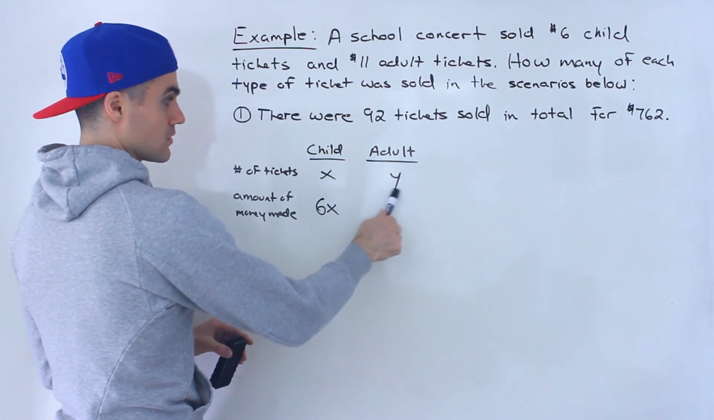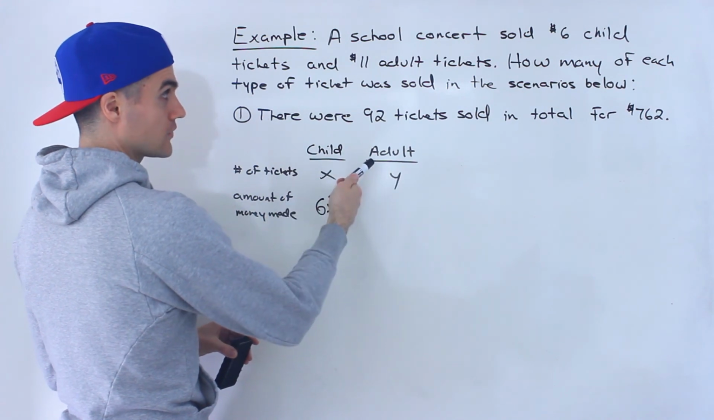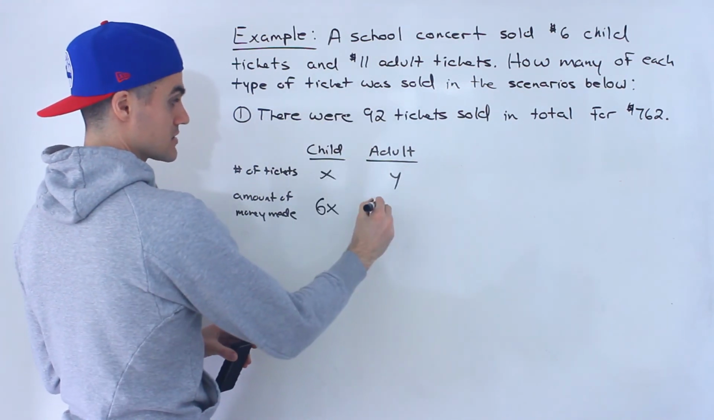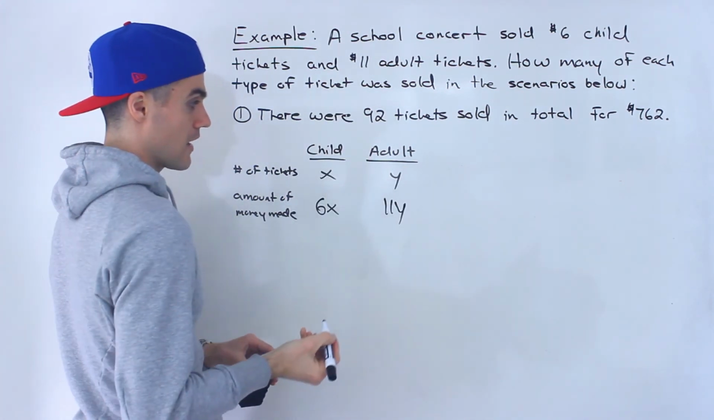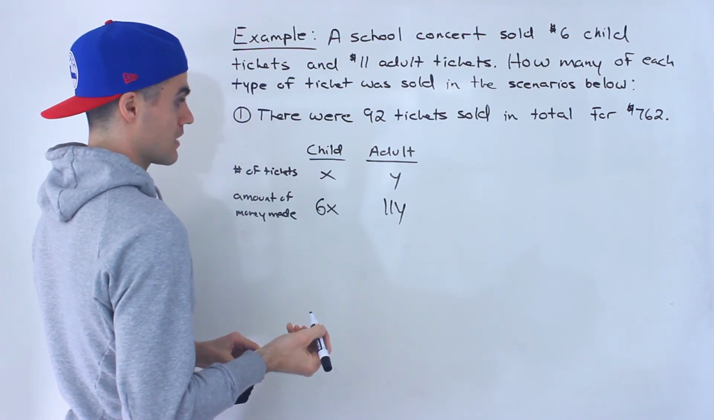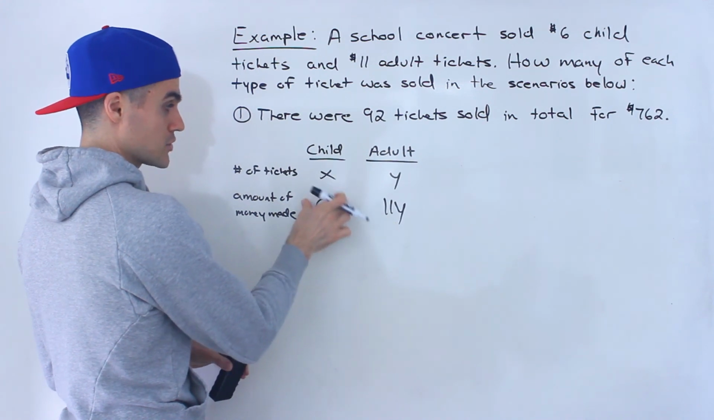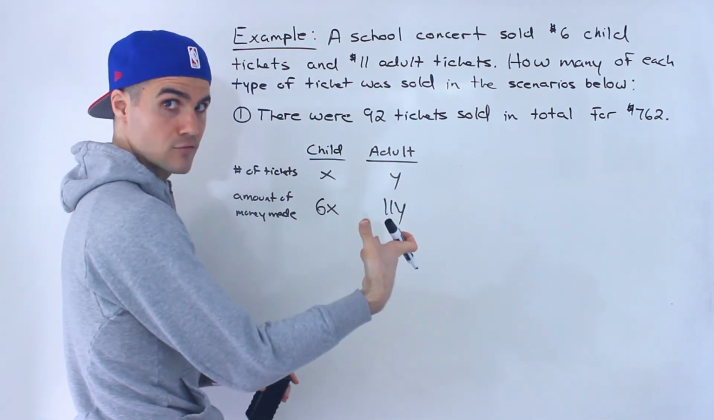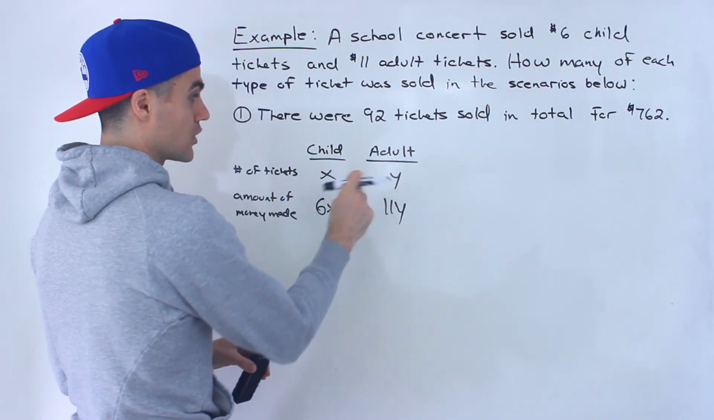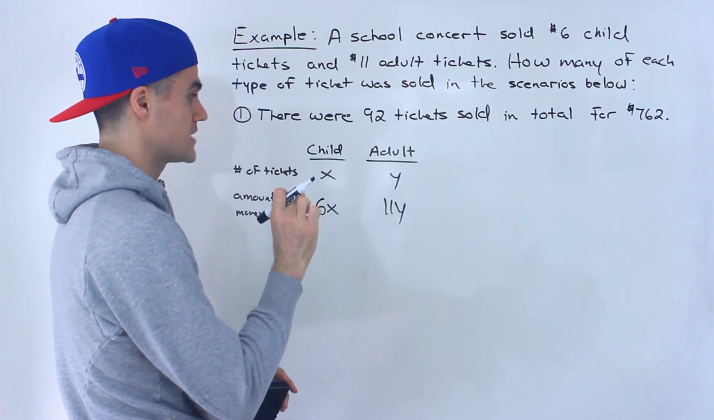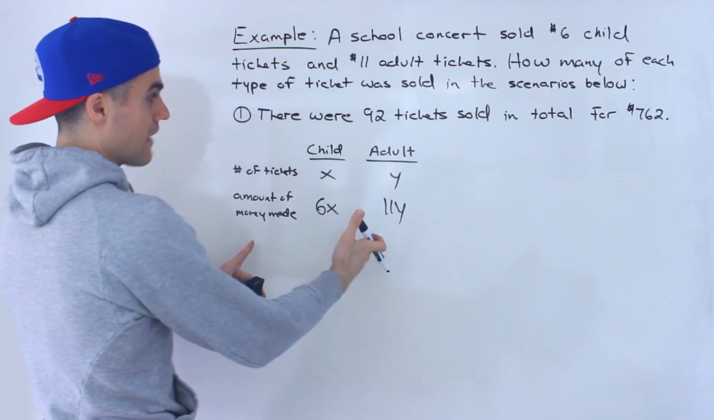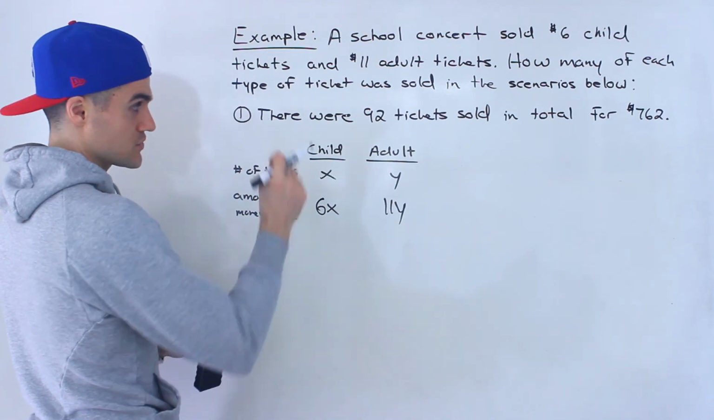And then there's Y number of adult tickets, each cost $11. We would just multiply that by 11, like that. So this would be the total amount of money made from the child tickets, the total amount of money made from the adult tickets, while these are just the number of tickets. And so with that, we can create expressions for all the scenarios.